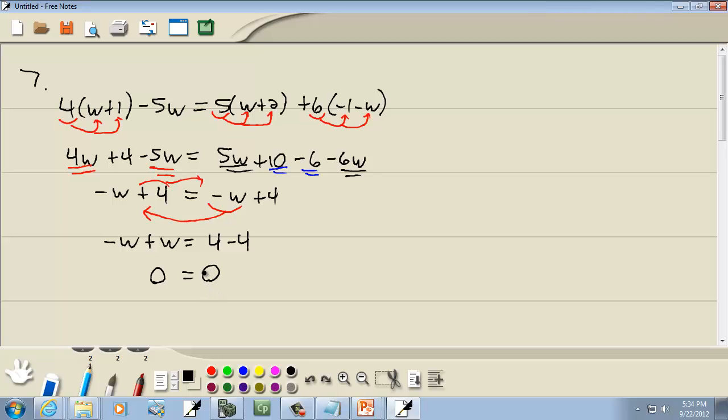Well, we were trying to solve this equation, and all of a sudden our variable disappeared again. And we came up with something that's always true. 0 is always equal to 0. In mathematics, this is called an identity. It means it doesn't matter what I put up here for the variable, it'll be true. If I plug in w equals 0, it'll be true. W equals 2, it'll be true.